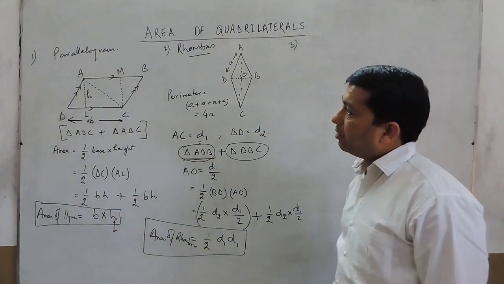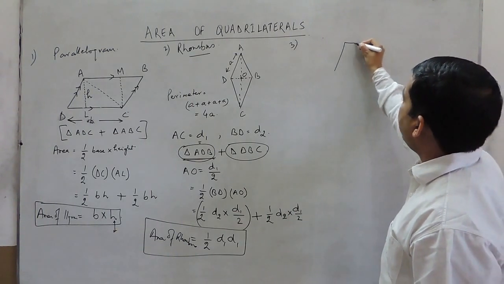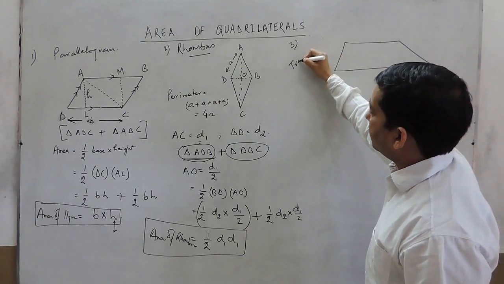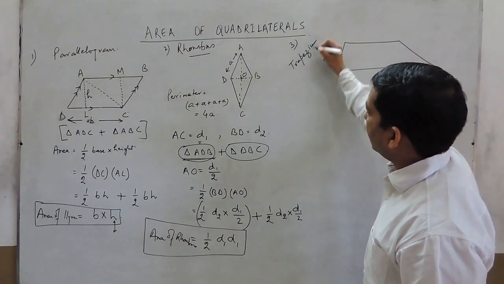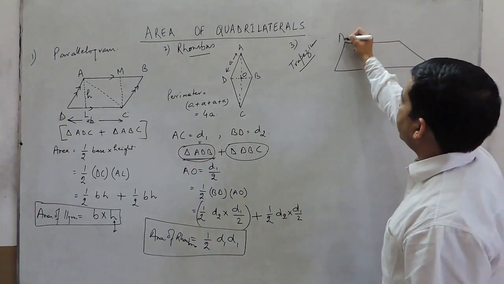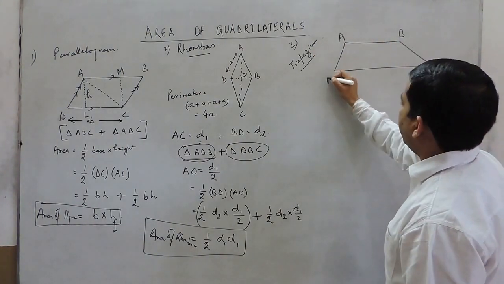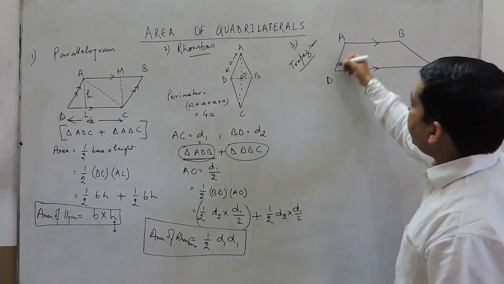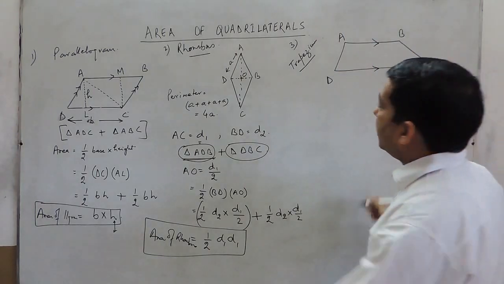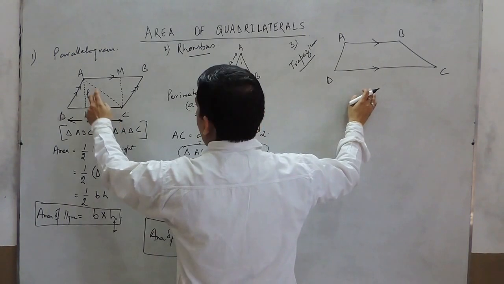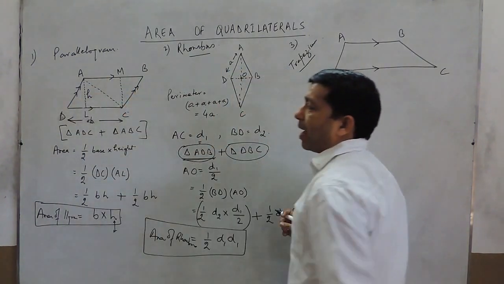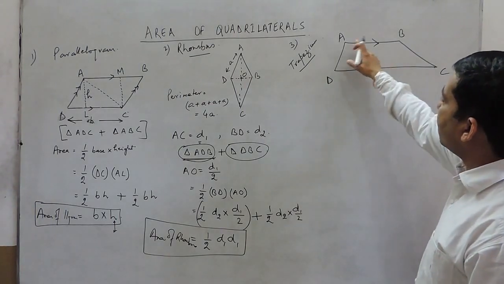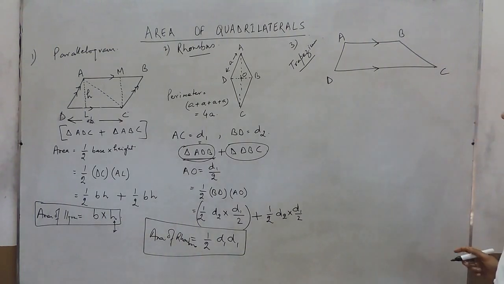The third figure which we can talk about is a trapezium. In the trapezium, the two lines, AB and CD, are parallel to each other, while the remaining two, AD and BC, are non-parallel. This is the difference between these two figures. In a parallelogram, both pairs of opposite sides are parallel, while in this case only one pair of opposite sides is parallel.